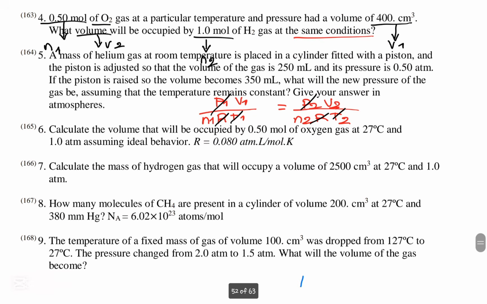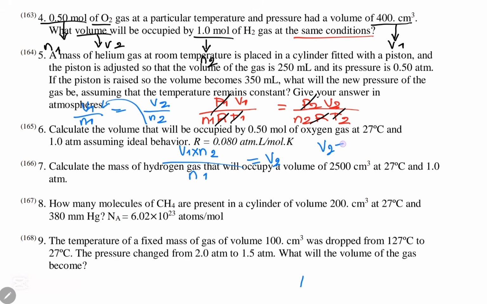Okay, here we go. So what's the equation I will be using? The equation I'm using is V1 over N1 is equal to V2 over N2. So I want to find what? I need to find volume 2. So I'll move N2 here. So it would be V1 times N2 over N1, okay? And it would give me volume 2.